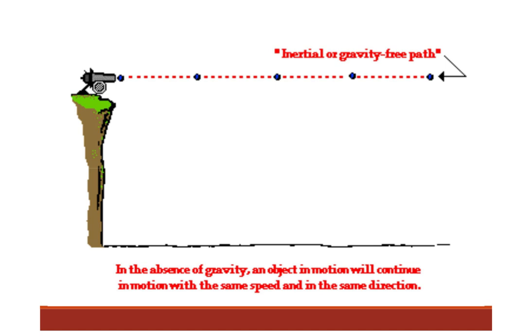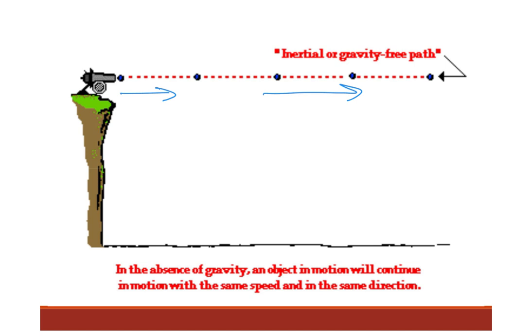So let's think this through. If we didn't have gravity and an object is launched, in this case we're using a cannon launching a cannonball off a cliff, if an object is launched in a horizontal path, it's going to continue in that horizontal path if gravity is not present. So this gravity-free zone is what we see happening in space in a no gravity situation. The object continues in motion in its initial path. That's inertia. That's Newton's first law.